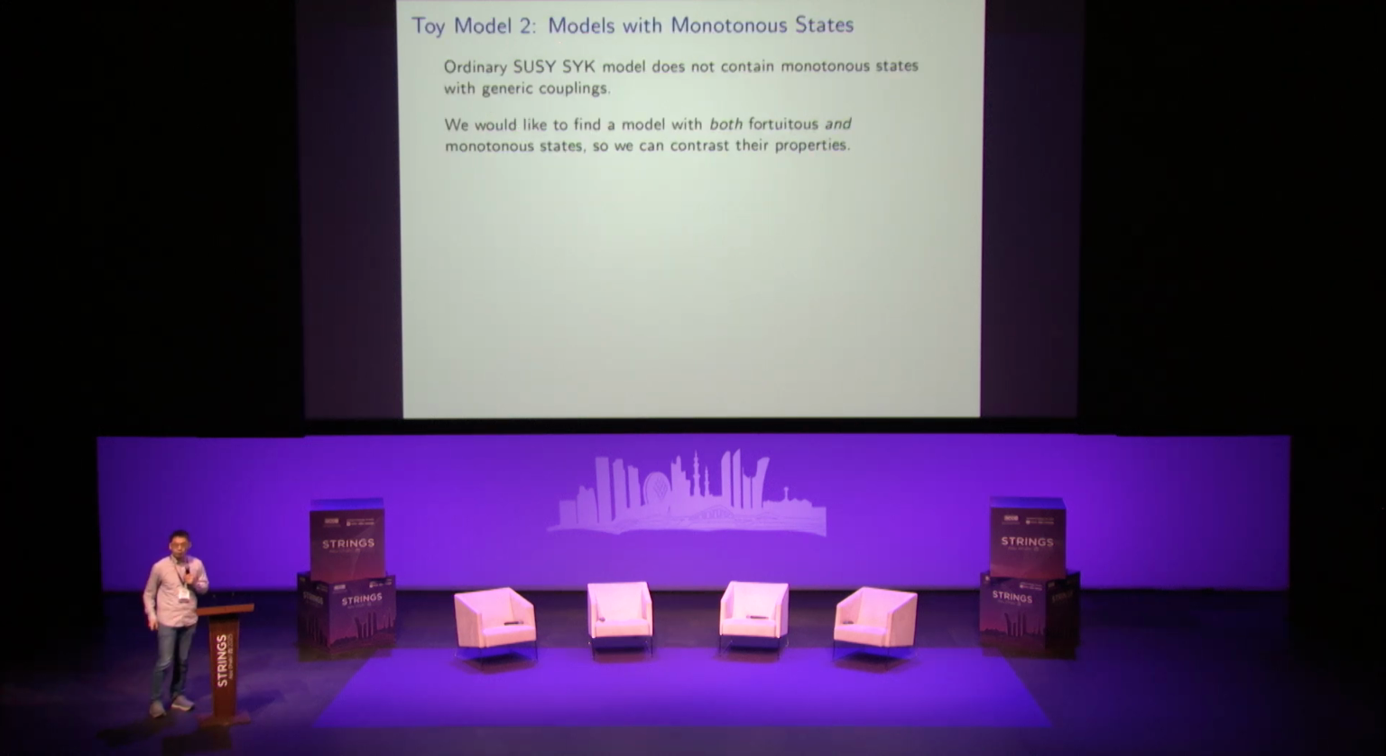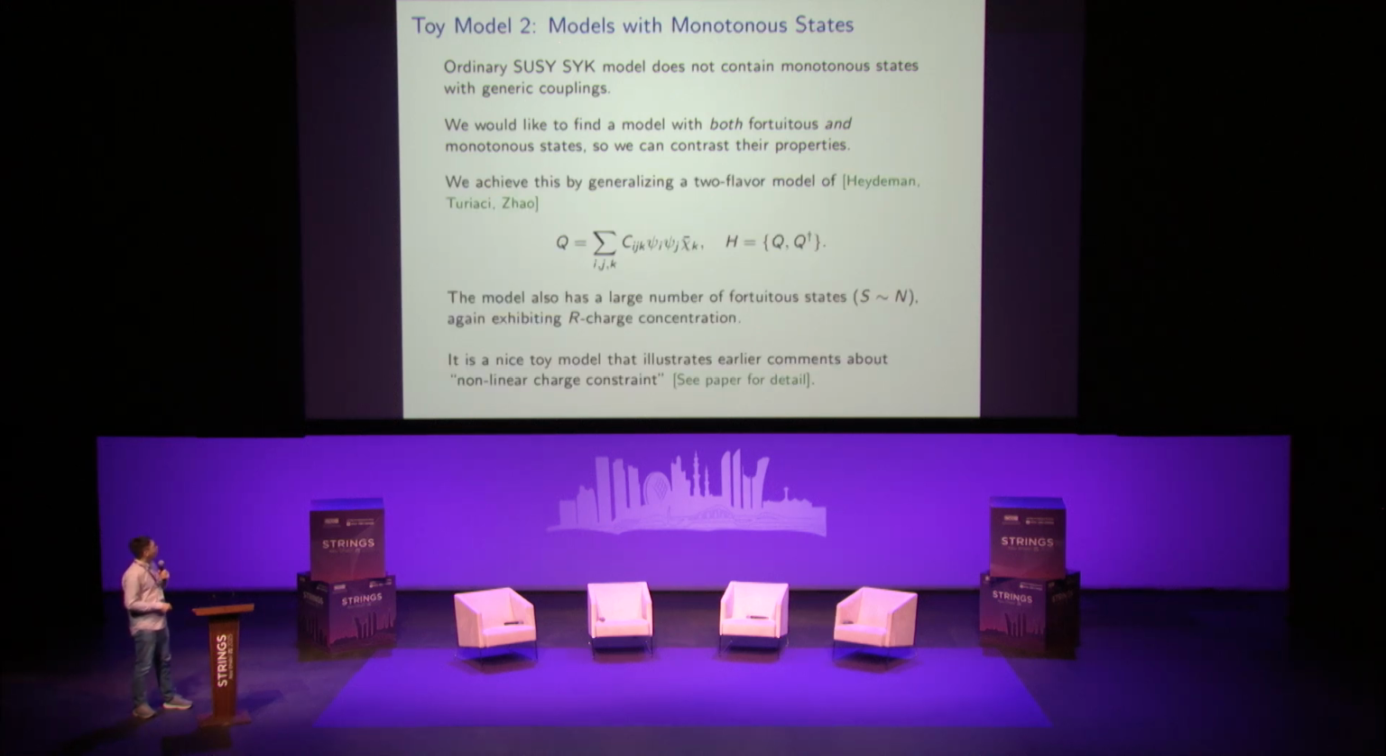Okay, let me come to the second part of the talk. The motivation is that the ordinary supersymmetric SYK model does not contain monotone states with generic couplings. We would like to have a model with both fortuitous and monotone states so we can compare their properties. We achieve this by generalizing a nice two-flavor model of Heeyeon, Ricci and Zhao. In their model, there are both psi and chi fermions, and so the supercharge takes the following form. For convenience, I'm taking the chi fermion to be an annihilation operator.